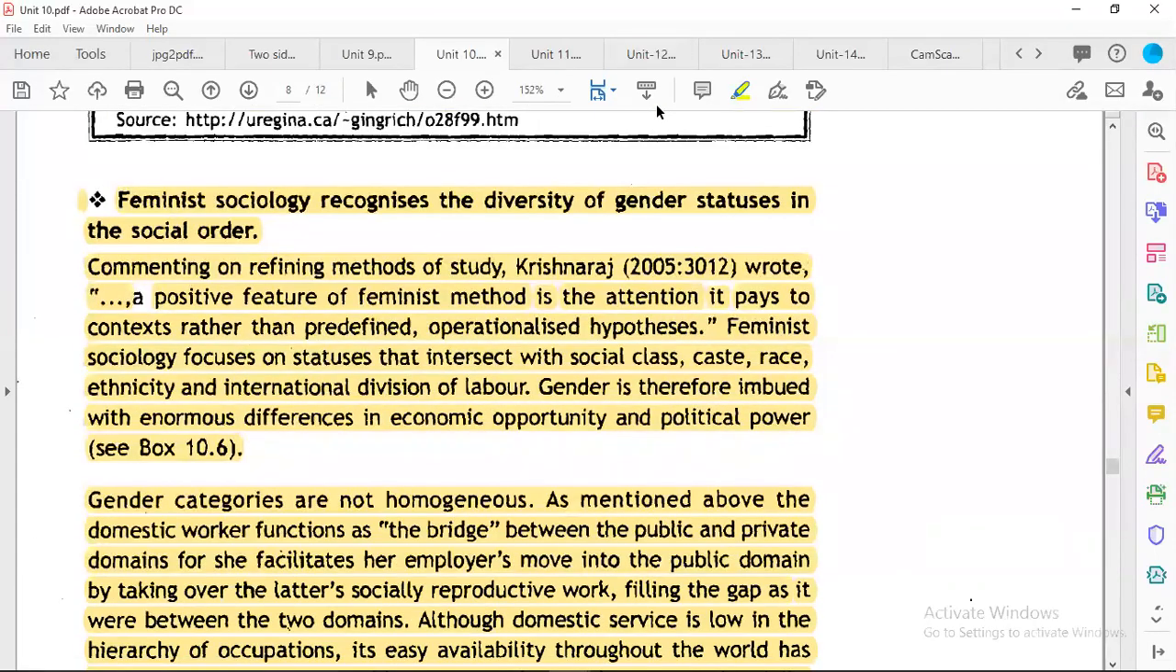Last point, the feminist sociology recognizes the diversity of gender statuses in the social order. That is the main point, that the diversification among male and female, the concept of gender, is not inherent in family. It's not inherent in individual. It is inherent in the whole social order.